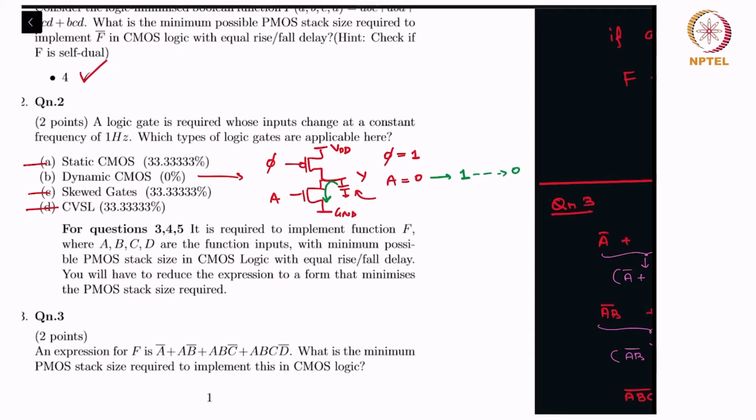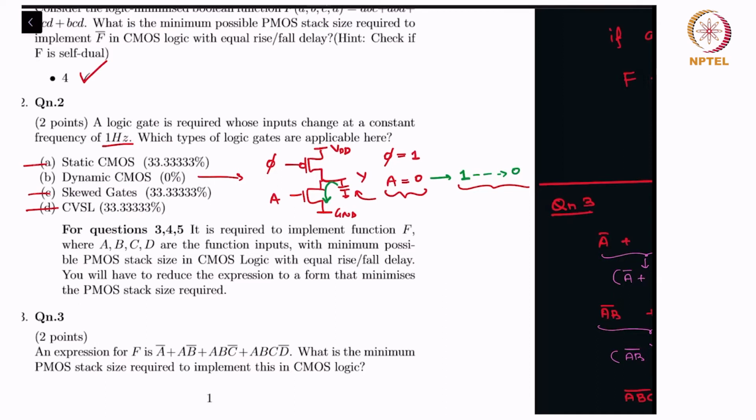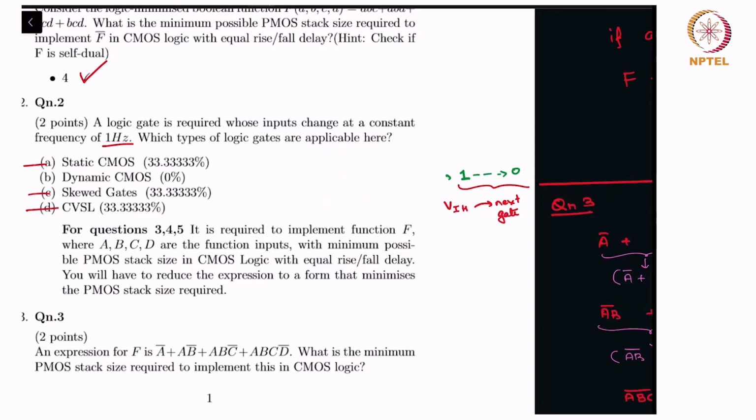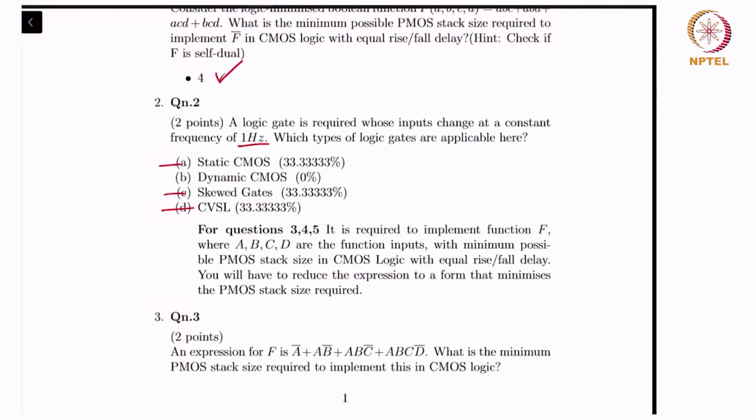So therefore it is not functional. If this situation stays on for a long time, which it will if the frequency is 1 Hertz, then this leakage will complete. It will cross the VIH of the next gate, whatever gate this gate is driving, it will go below the VIH of that gate, and so therefore you lose functionality because the input frequency is so low, that is, the input time period is so large. So this is the only not correct option.